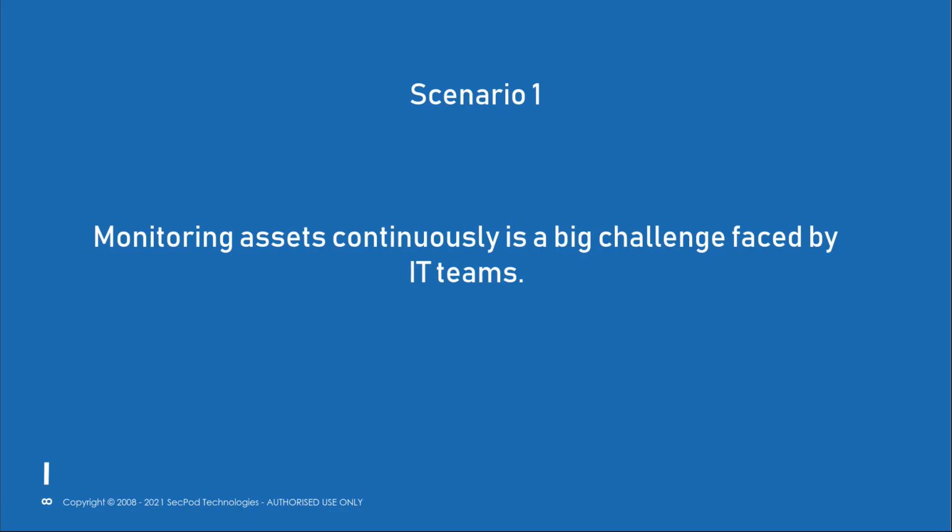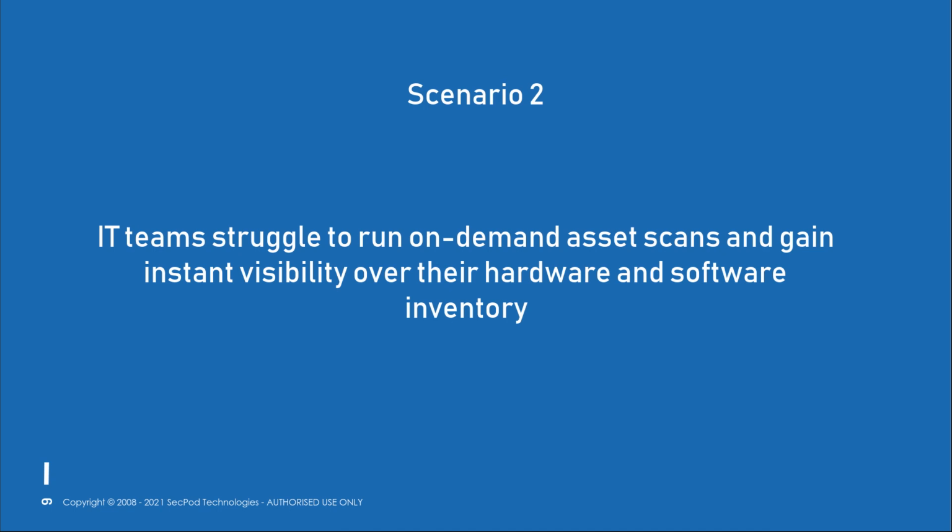Let us look at the next scenario now. IT teams struggle to run on-demand asset scans and gain instant visibility over their hardware and software inventory. Generally, IT teams often face a situation where their higher authority or upper management asks them to provide details of real time asset details in their network. In this situation, they panic a lot and they don't have clear cut visibility over what to do and how to run on demand scans and get clear IT asset information. So, how do you think we can handle this, Bharat?